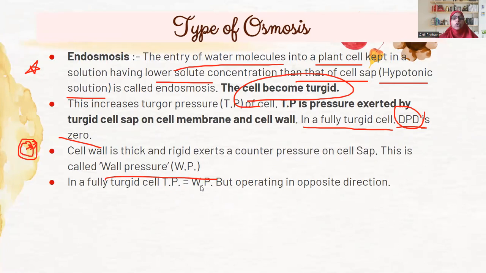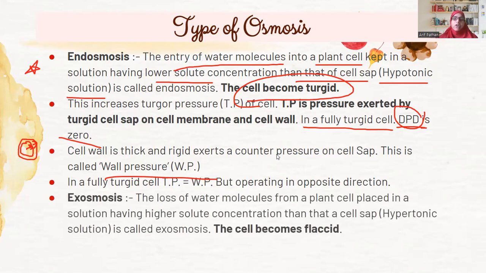In a fully turgid cell, the turgor pressure and wall pressure will be equal, but in opposite directions. The cell sap is directing its pressure onto the cell wall, and the cell wall is directing its pressure on the interior of the cell. So they are equal but opposite in direction. This happens in endoosmosis. What happens in exoosmosis?